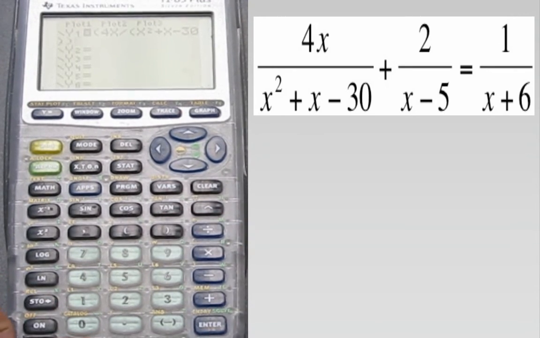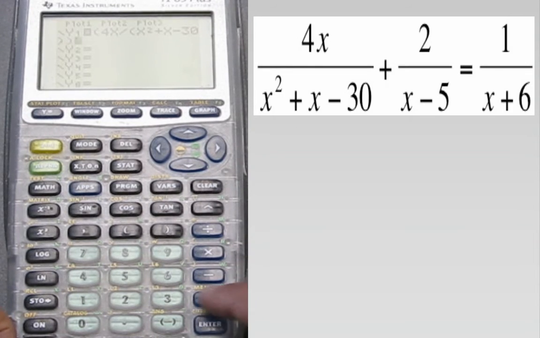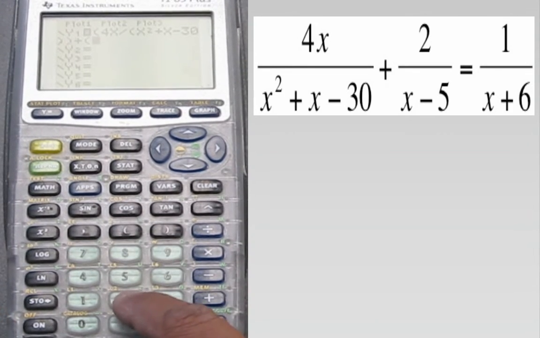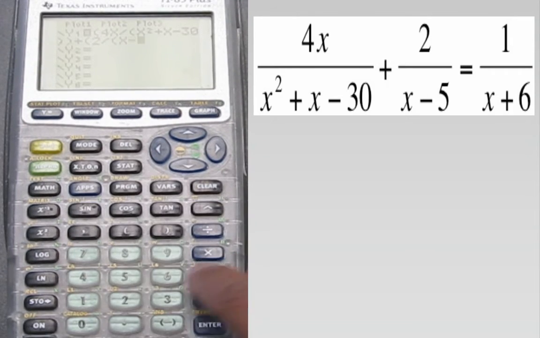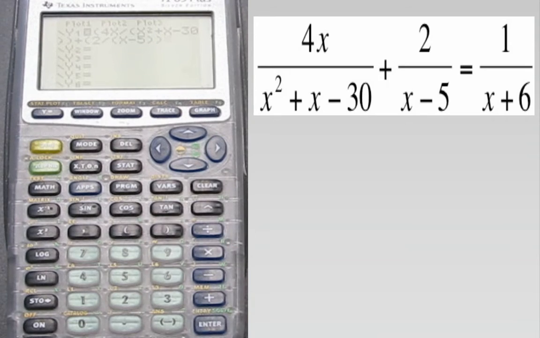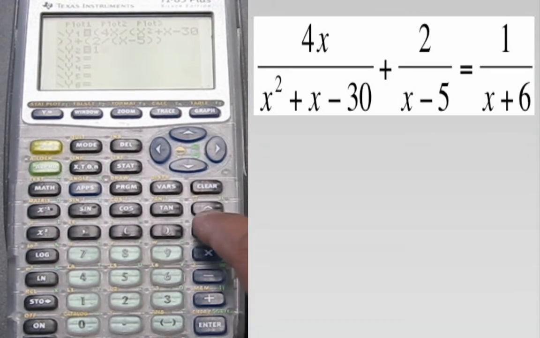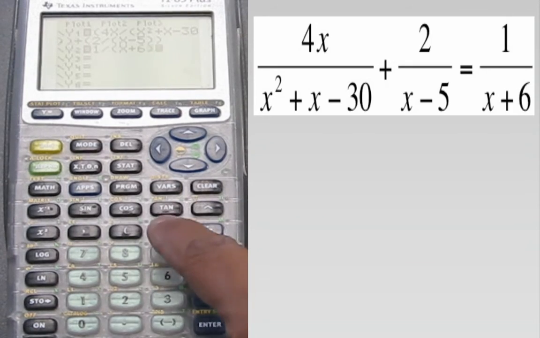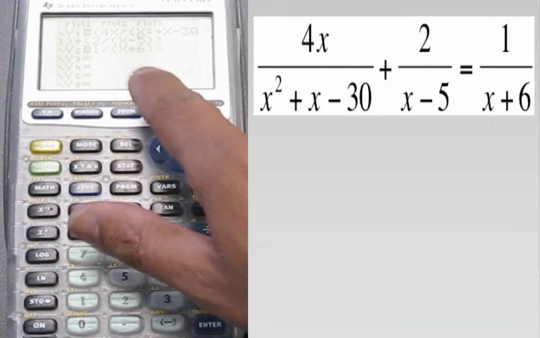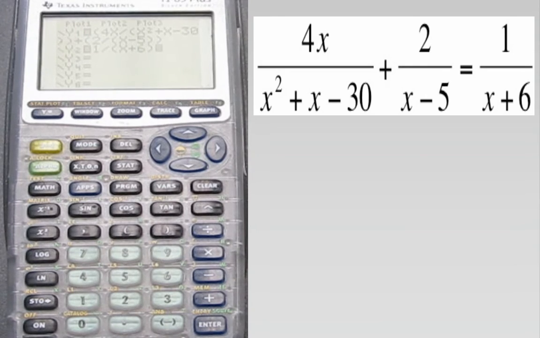So that's that first expression. Then we have plus, and parentheses we're going to be 2 divided by parentheses again for the bottom, x minus 5. So the key here is putting your parentheses in properly. So that's the left side. That's y1. y2 we're going to go 1 divided by parentheses x plus 6. So we have the left side in y1, the right side in y2. We need to find the intersection of these two graphs. You have to make sure you typed it in correctly.